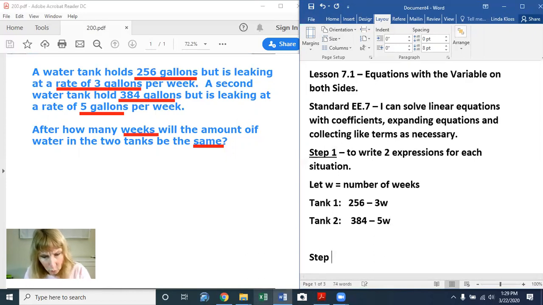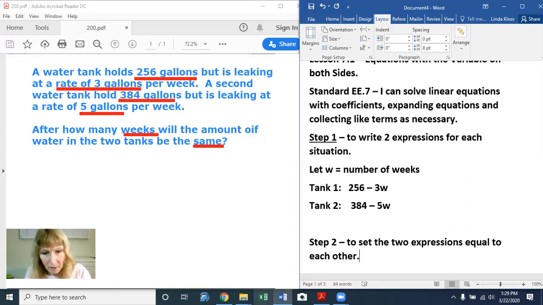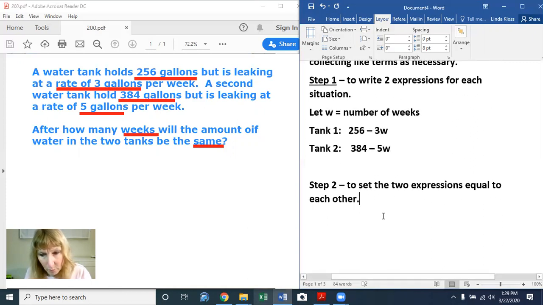Step 2 is going to be to set the two expressions equal to each other, because we want to know when they will be at the same amount of water. So we're going to set that up as 256 minus 3W equals 384 minus 5W. Okay, go ahead and pause the video if you need to get that written down and you're doing this with me at home.